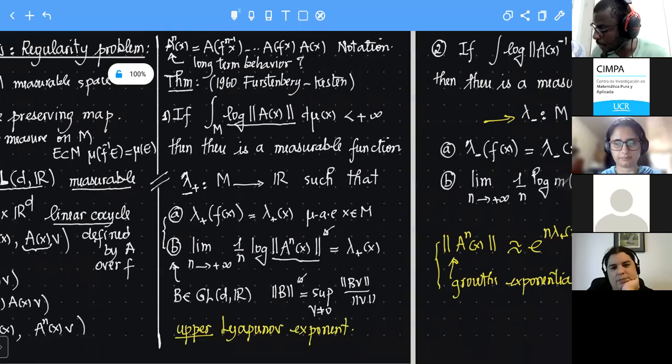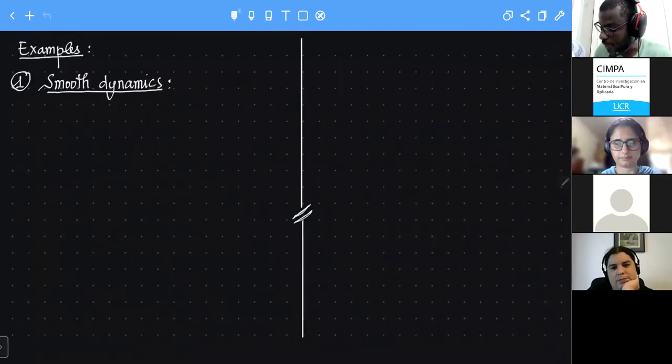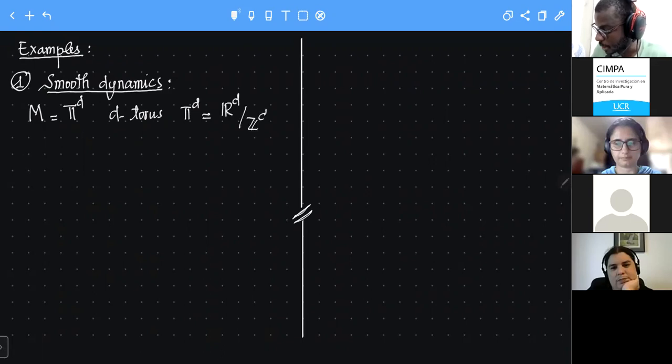Let's first see an example. The example I will start with is coming from smooth dynamical systems, where I consider M to be the torus, the d-dimensional torus. This is just R^d quotient by Z^d. And you consider f from M to M to be a local diffeomorphism. Since this is a local diffeomorphism, this means that the derivative of f exists at every point and it is a linear isomorphism.